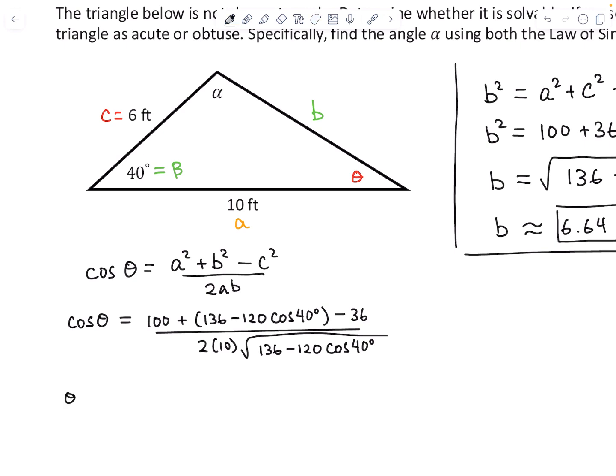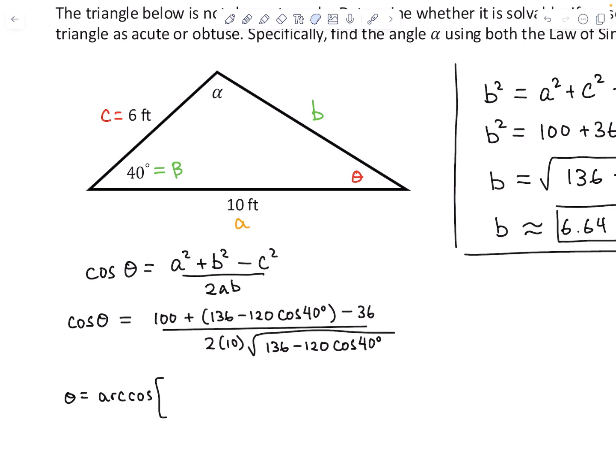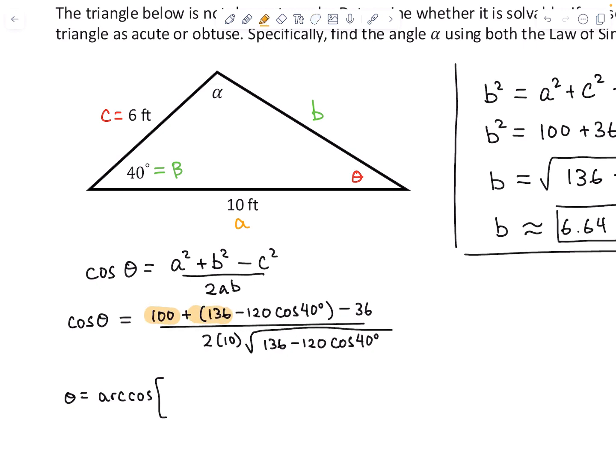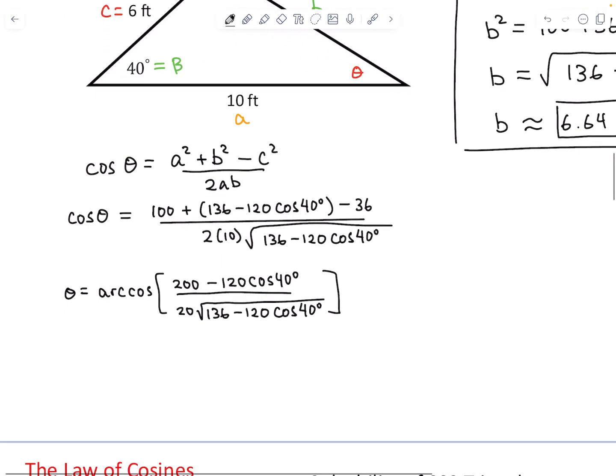Therefore, theta is going to be the arc cosine of this expression, which I will simplify a little bit. 100 plus 136 minus 36 will be 200, and then minus 120 cosine of 40 degrees, divided by 2 times 10 is 20, times the square root of 136 minus 120 cosine 40 degrees. And now we reach for a calculator.